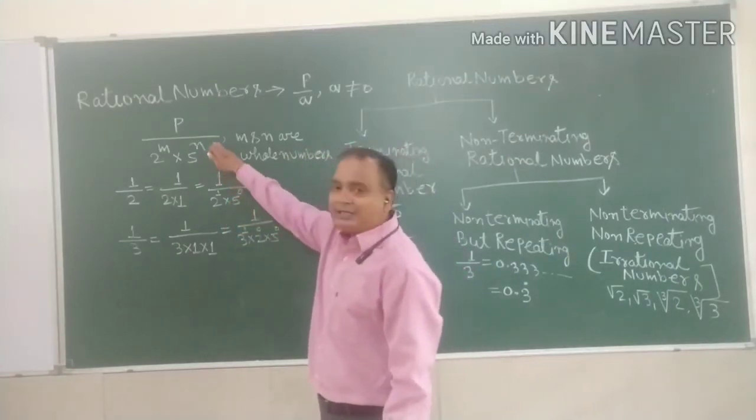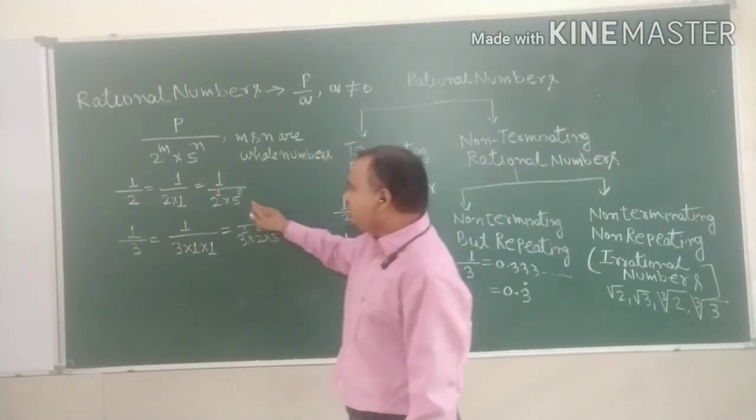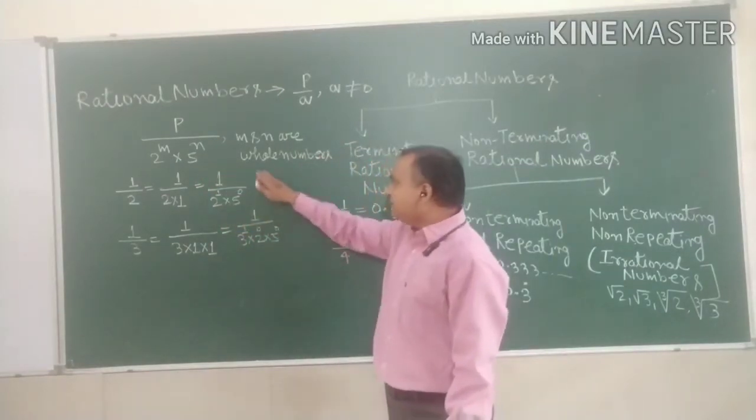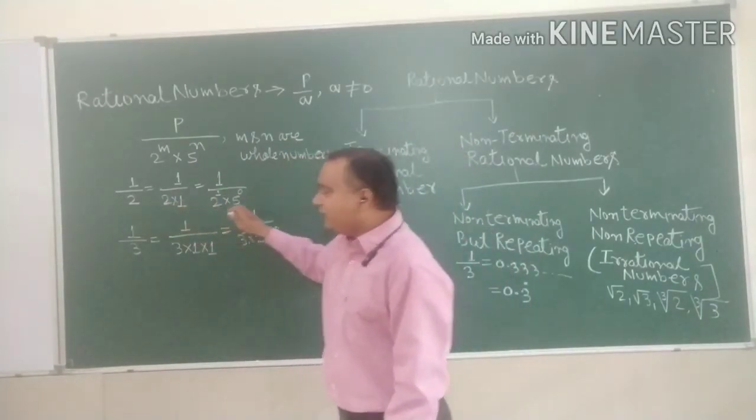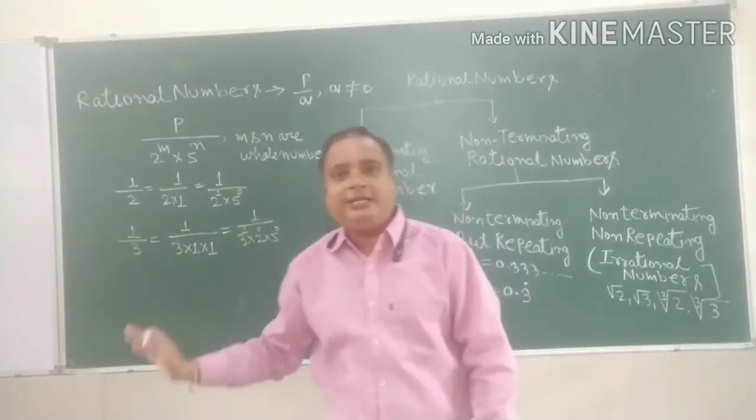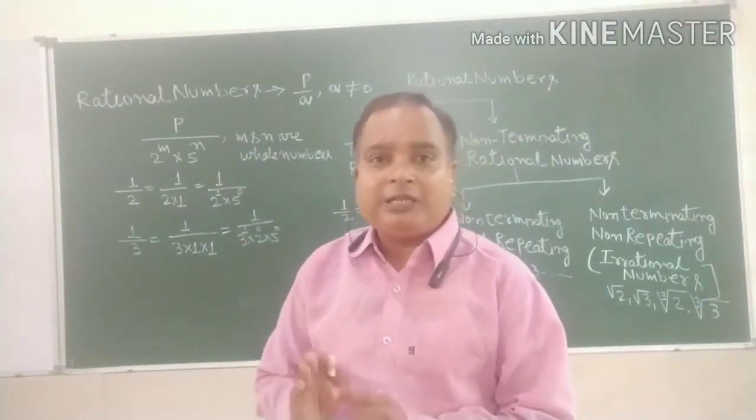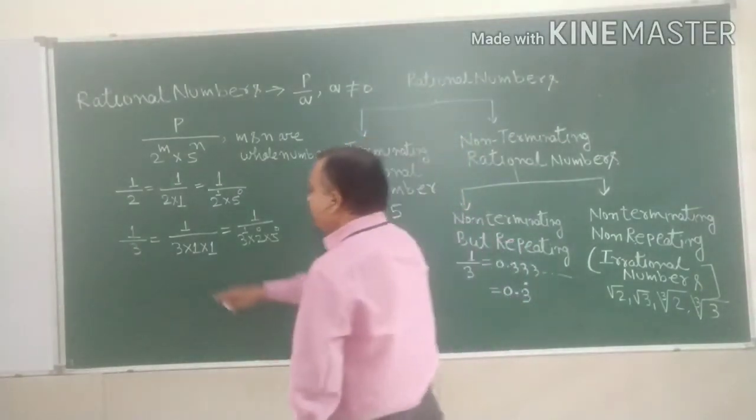When I compare with the criteria, here m equal to 1, n equal to 0. Both satisfy the condition, m and n should be whole numbers. So clear, 1 upon 2 is a terminating rational number by this criteria. So by this criteria we can find whether the number is terminating or non-terminating without division. Clear? Next, the number is 1 upon 3.